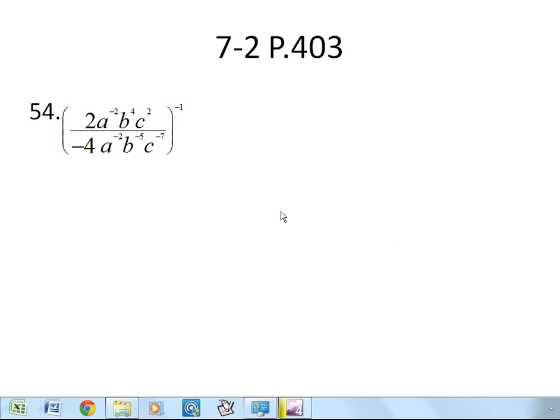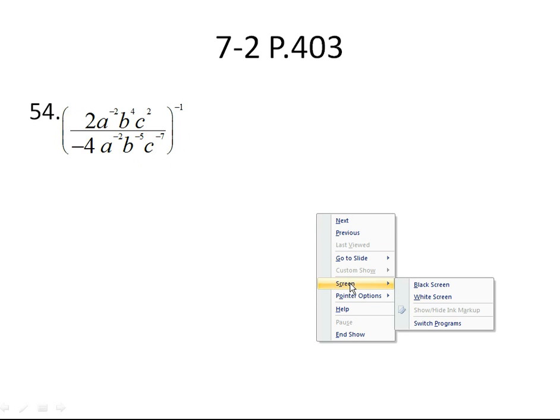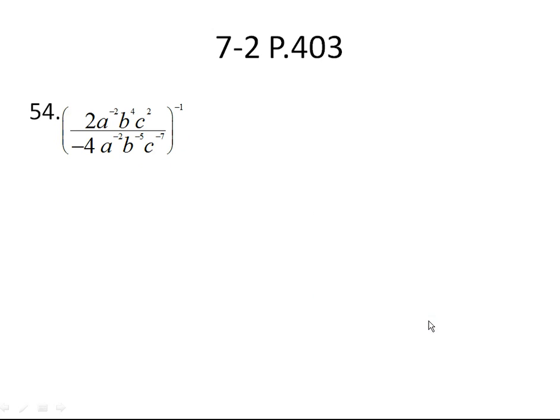Okay, now we're going to deal with number 54, and this presents a little bit different situation than we had with 48 and 50, in that you now have the entire fraction in parentheses and a negative exponent on the outside of the parentheses. So obviously there are several ways you could do this. I'm just going to present one way at this point.